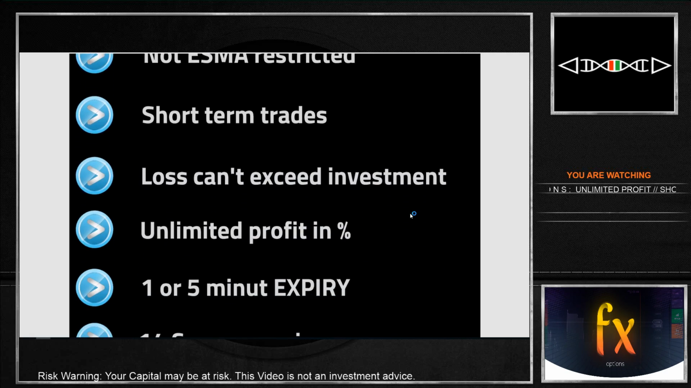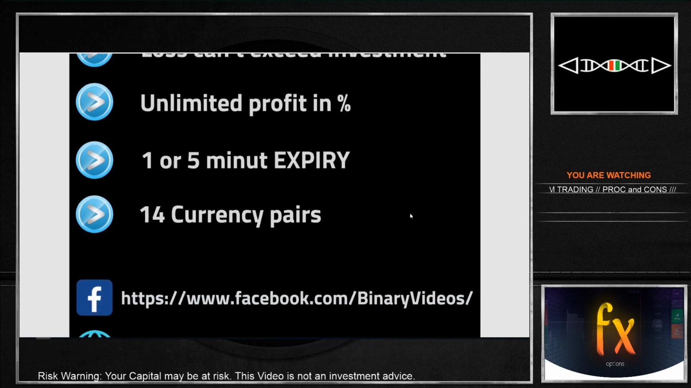Loss can't exceed investment. Again, for example, you may invest $20 for one specific trade, whether a 1-minute option or 5-minute option, and you will not be able to lose more than $20 in that single trade. However, unlimited profit percentage, that means you can potentially earn up to infinity, which is theory obviously, but in practice $30, $80, $90 will be possible for you to earn. I'm not saying it's going to be easy, but the possibility exists, and we will soon find out how great that instrument is and how realistic these numbers are. Right, 1 or 5-minute expiry, it's very clear now, and 14 different currency pairs is what will be offered as of now.